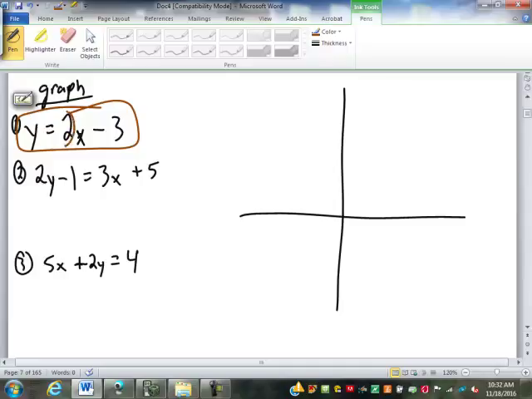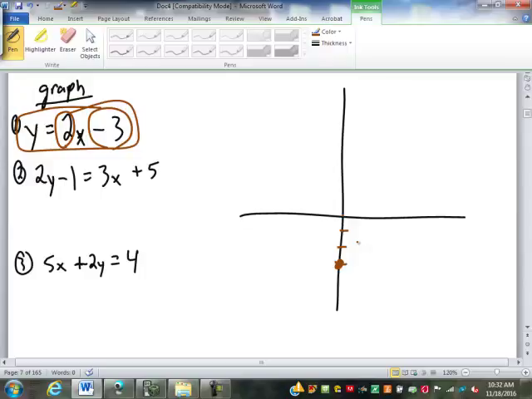Now, if you recall, there's two pieces of information. The number that multiplies x is the slope. That tells us how steep the line is going across the graph. The other number, the number by itself, is the y-intercept, and that's where we start. That tells us from the center, from the origin, how far do we go up or down to start the graph. So this one is -3.